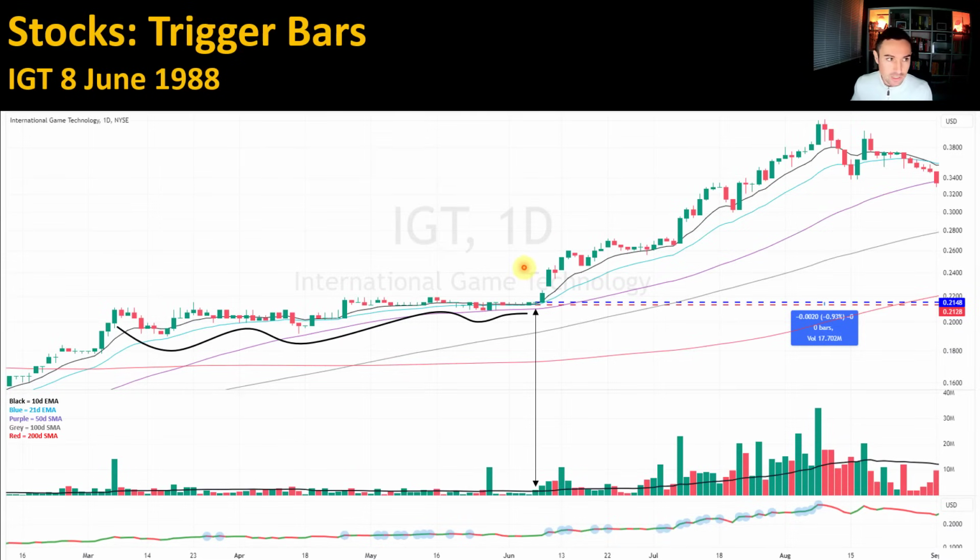So this here will be split adjusted 101 times, okay? So IGT, this is back in 1988. I wasn't trading in 1988, but what I've tried to do is show you historical examples and then more present day examples, and we're working through in chronological order like that.